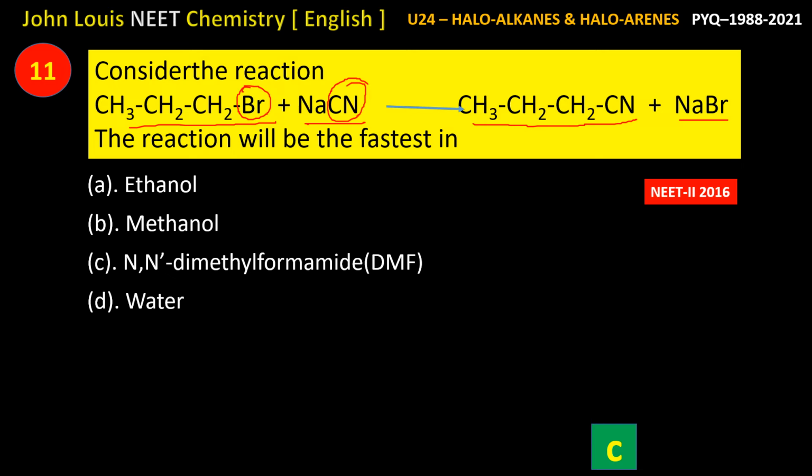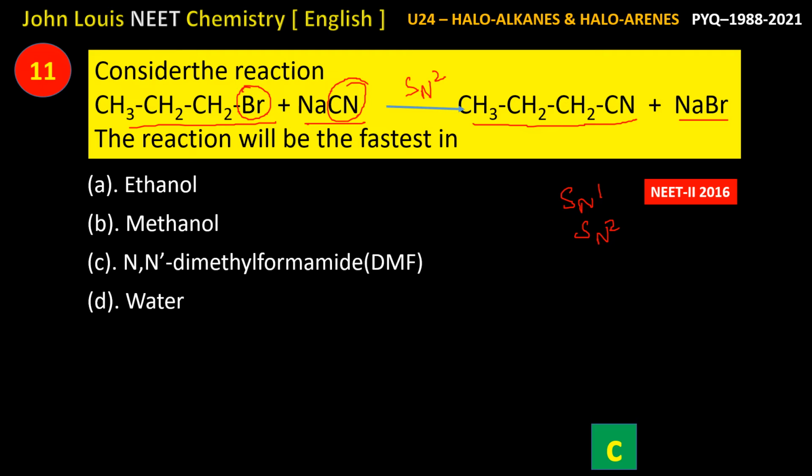But what type of substitution does it undergo? We know there are two types of substitution reaction: unimolecular nucleophilic substitution reaction and bimolecular nucleophilic substitution reaction. Here this will undergo an SN2 type of reaction. Why? How do I know, or how can you find out this is SN2 type?